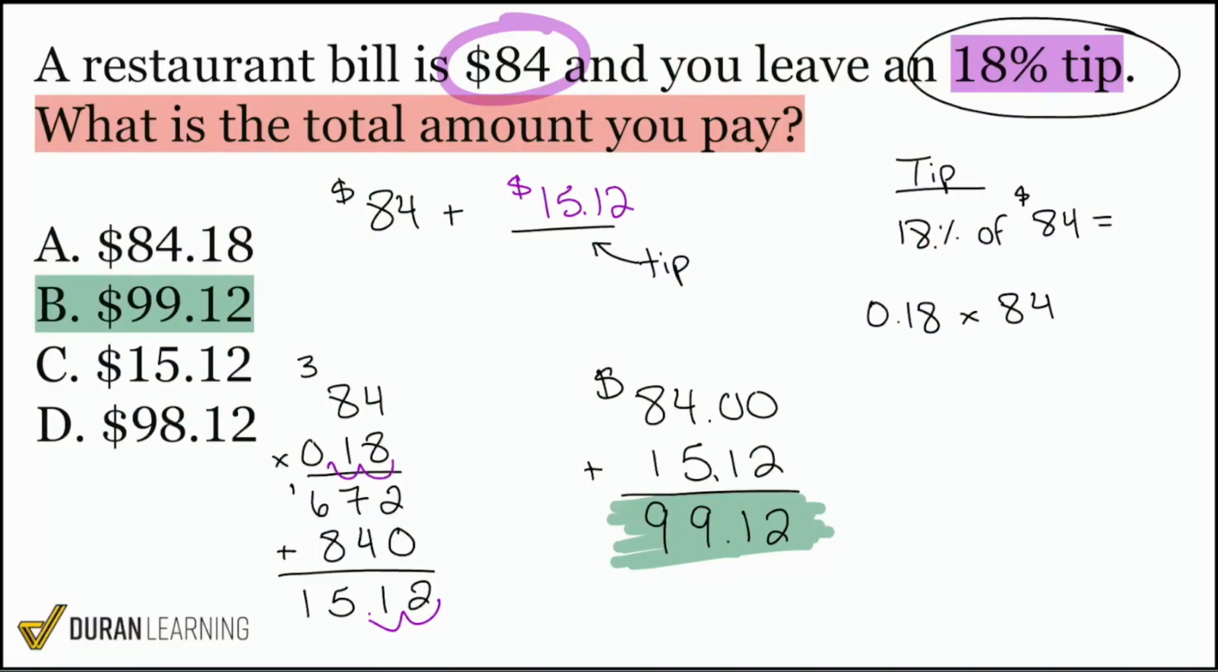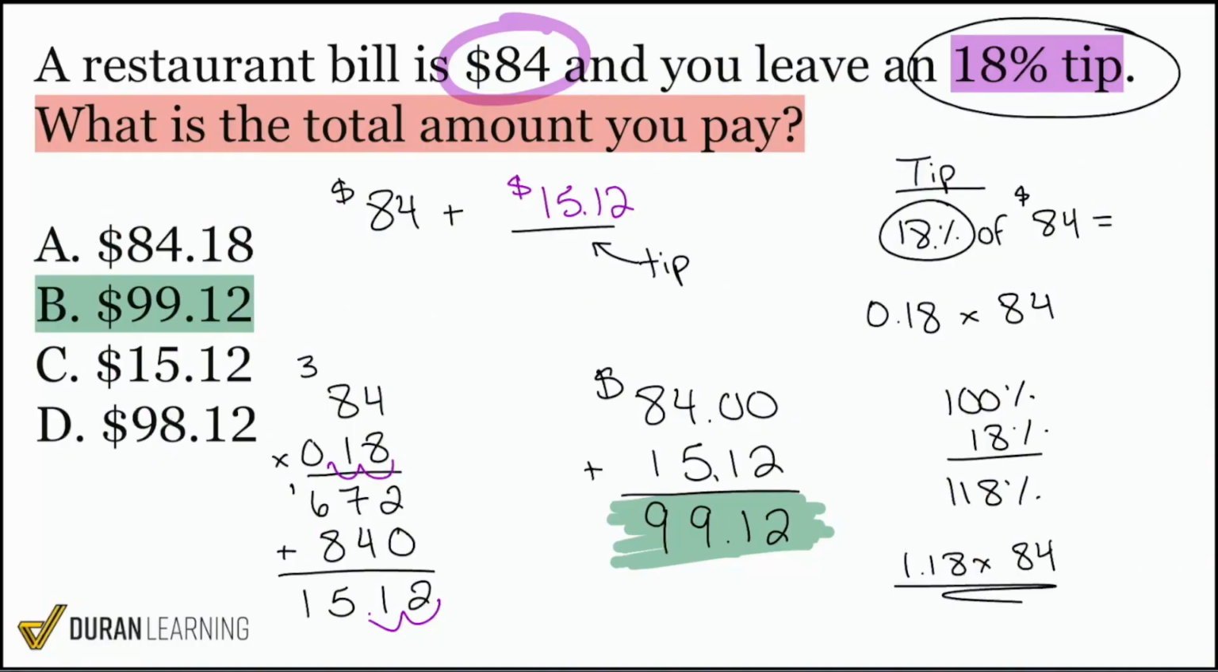Another way that we could have done this was adding the 18% tip to 100%. And that would have been 118%, or 1.18 multiplied by $84. This would still work. That would still get you the same correct answer. But here's the reason why I didn't actually go that route.